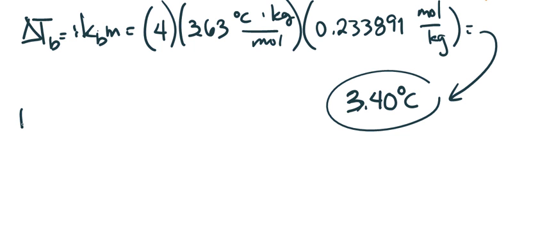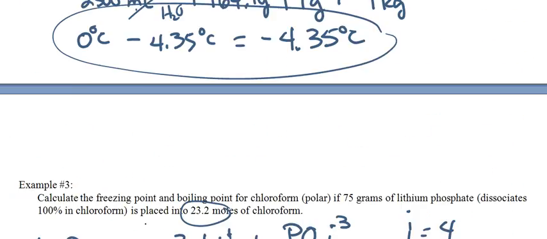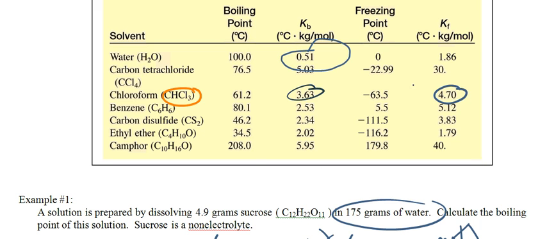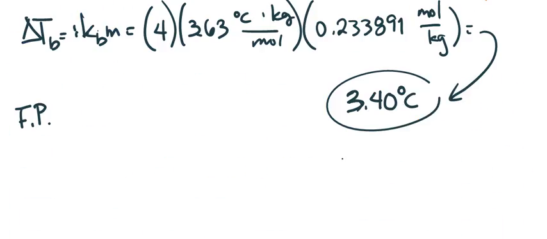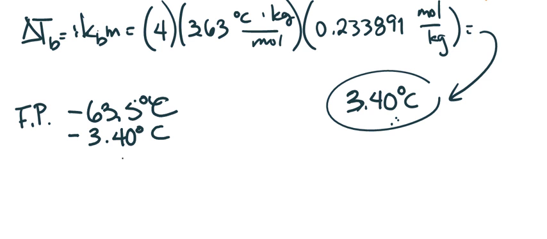Alright, so now let's do our freezing point first, since that's the first one we calculated. Normal freezing point for chloroform is negative 63.5 degrees Celsius. And since we are decreasing the temperature there, we will reduce it by that amount. So now it'll be negative 66.9 degrees. I think that's right. That's the new freezing point.